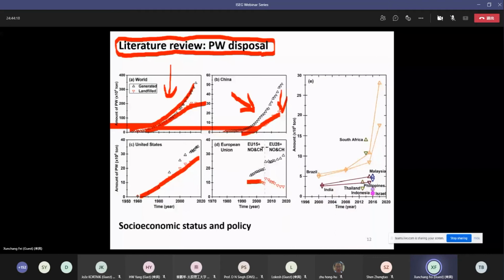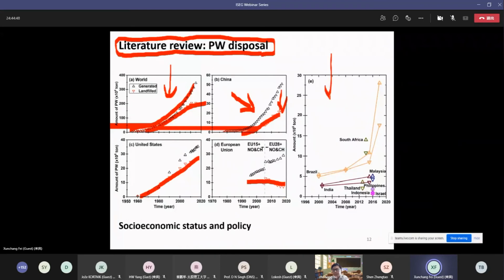You can see that the annual amount of plastic waste disposal in the European Union remains stable for a long period of time. This is essentially because of their socioeconomic status and policy, meaning they emphasize and encourage plastic waste recycling and also incineration. So very little fresh and raw plastic waste enters the landfills.